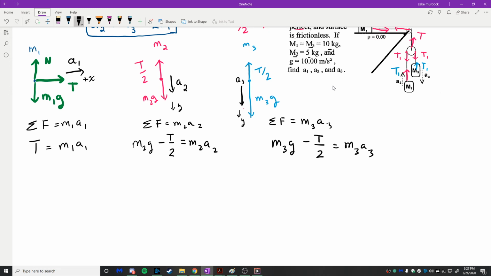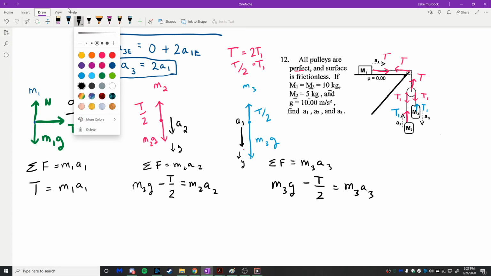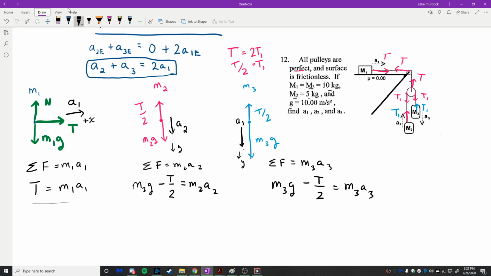Okay? I hope you were all able to get those same equations. And now it's just a matter of taking all these equations that we have here, this one, and the one that's circled in blue up there as well. We just need to combine those three equations together. Our goal is to find A1, A2, and A3. The total unknowns are A1, A2, A3, and the tension. So we have exactly 4 unknowns, and we have 4 equations here, right?